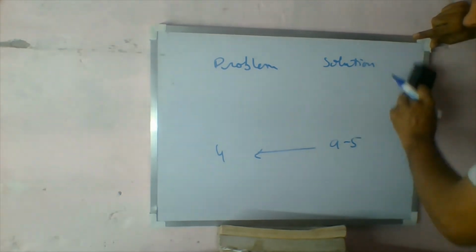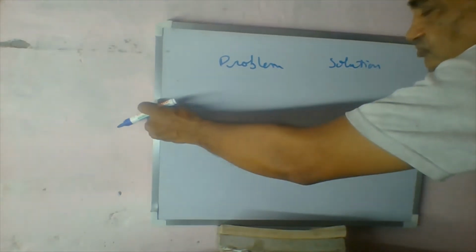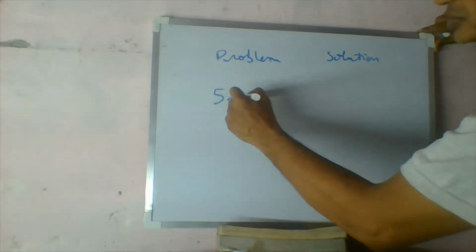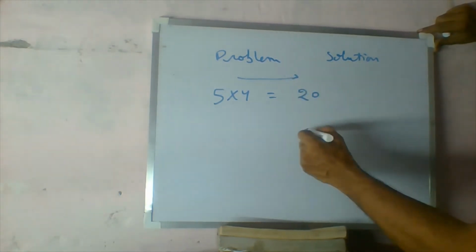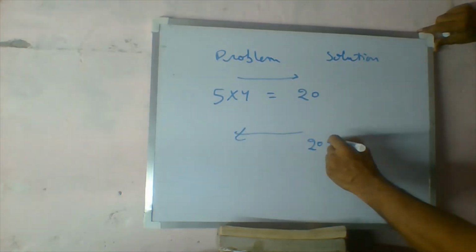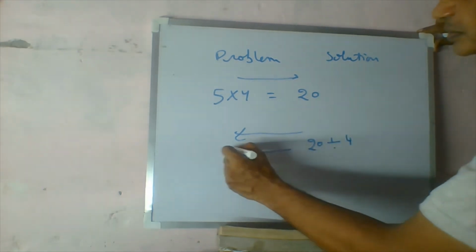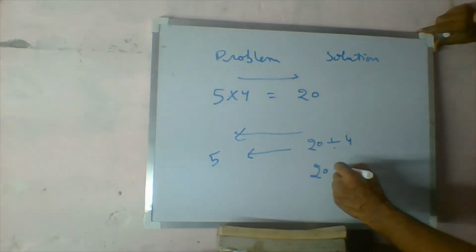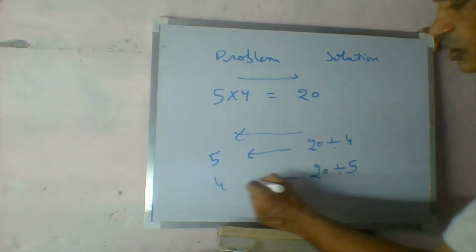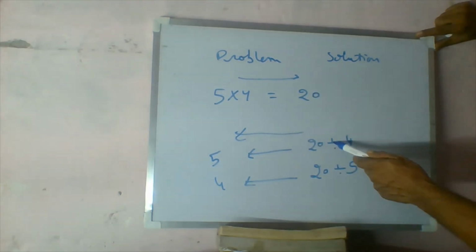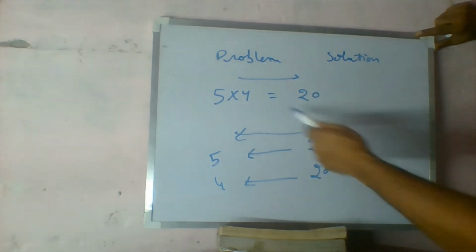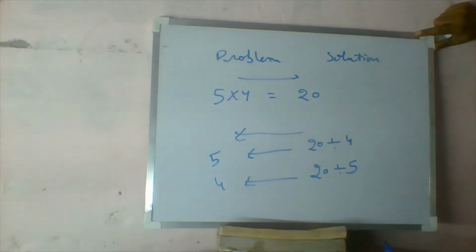Similarly, if I have 5 into 4 equal to 20, I have to do it this way. 20 divided by 4, I will come to 5. Or 20 divided by 5, I will come to 4. So for multiplication, division is the return function. Similarly for division, multiplication is the return function. I hope you got this concept clear. Now we come to exponents.